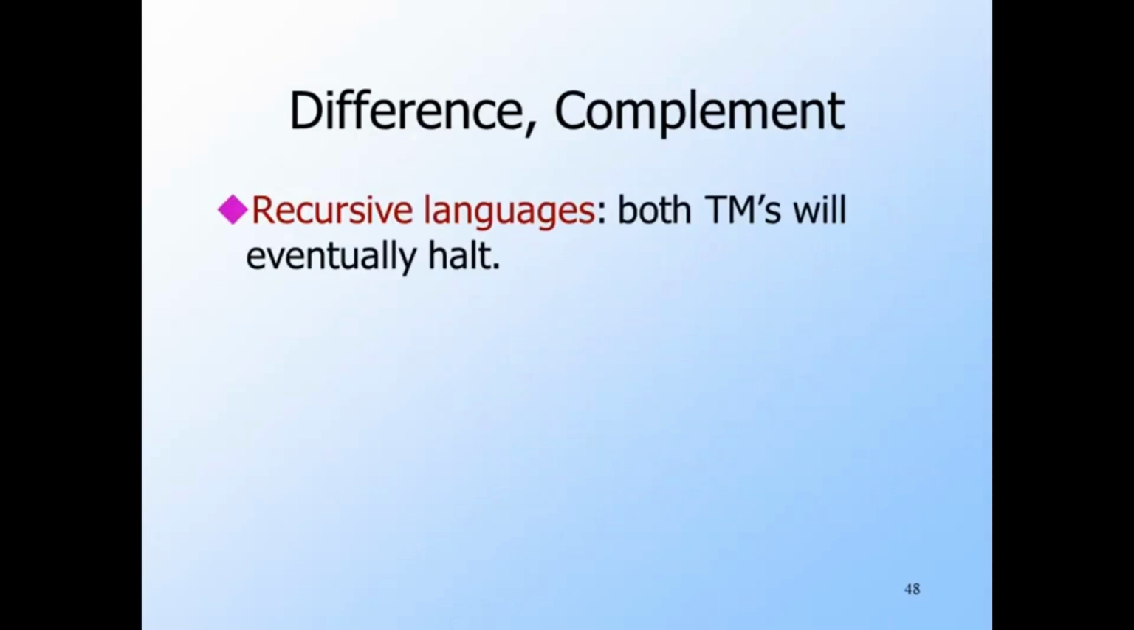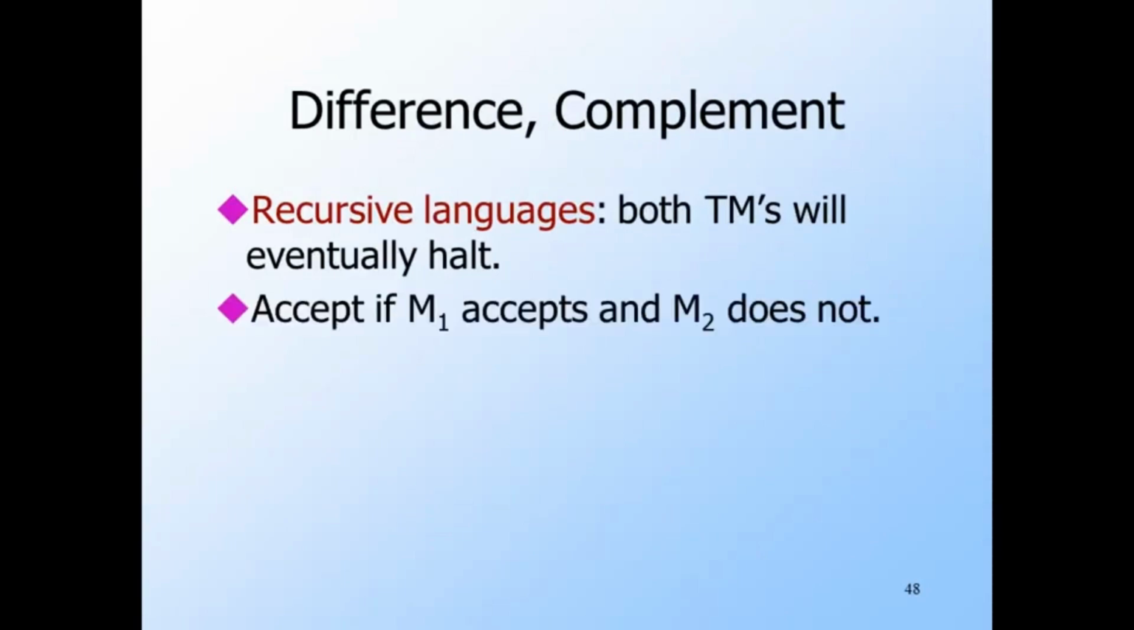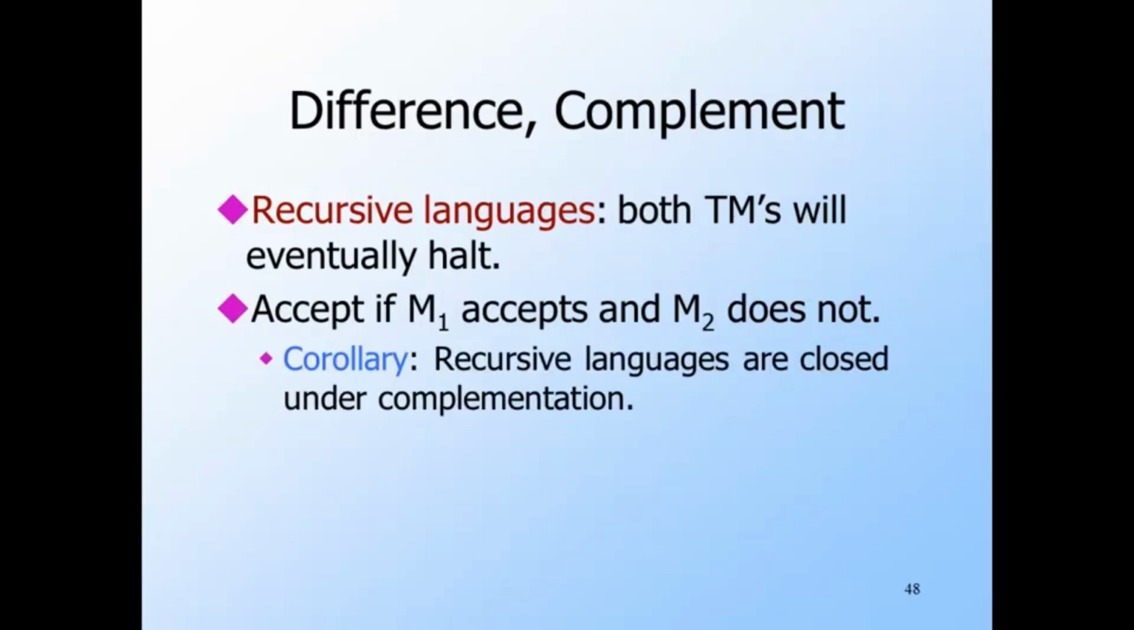Now, difference and complement give us very different stories for the two classes of languages, recursive and recursively enumerable. If you want to accept the difference of the languages of algorithms M1 and M2, simulate them both until they halt. Accept if M1 accepts and M2 rejects, and otherwise reject. The picture is much like what we saw for union and intersection of recursive languages, only the logic combining the signals is different.